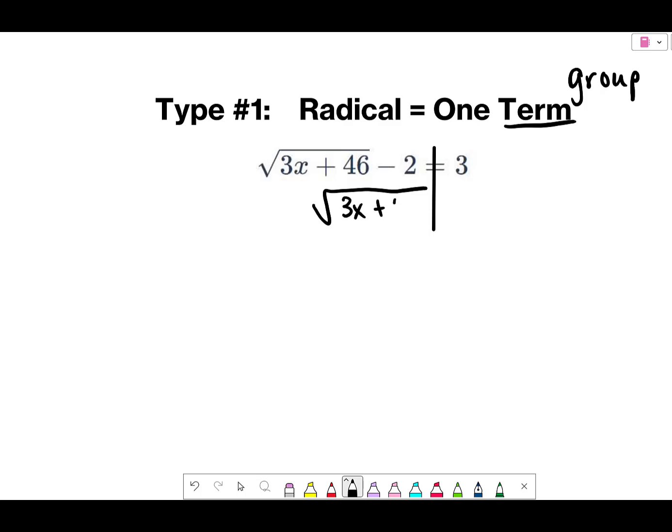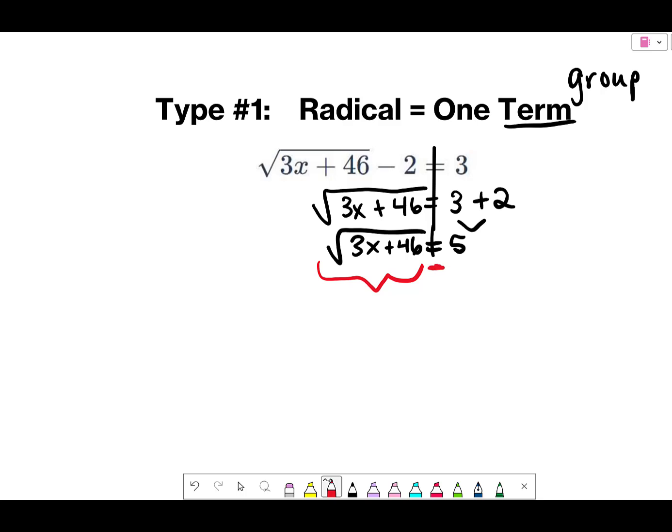So I have 3x plus 46. And now I have 3 plus 2, okay? We'll still get the same answer as if you guys do the traditional way. So we should have the square root of 3x plus 46 equals 5, okay? So what I mean here is, here's a radical, equals, and then here's 1 group, or 1 term. So that's this type of problem.